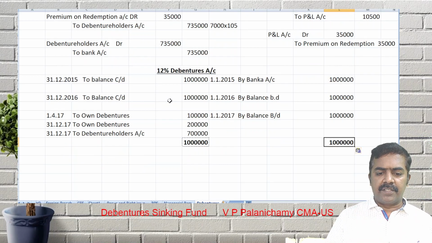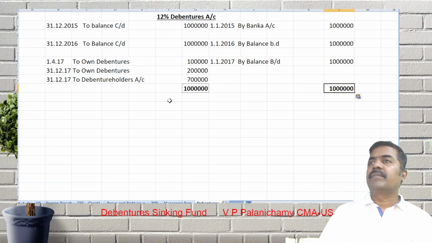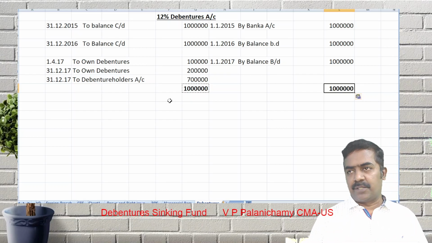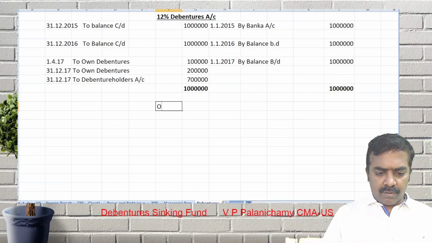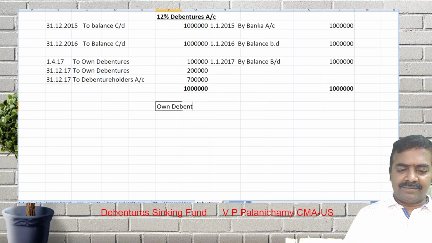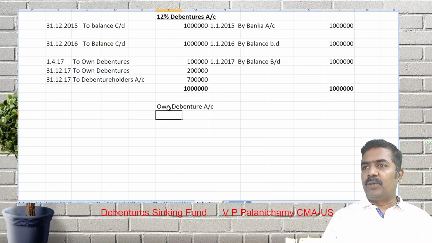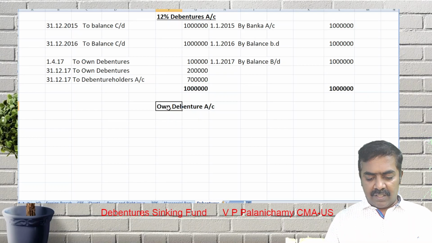So third year debentures are redeemed. This one, which account? Debentures account. Okay, wait. We can prepare the own debentures account. Which account? Own debentures account. Wait. Listen, pay attention.